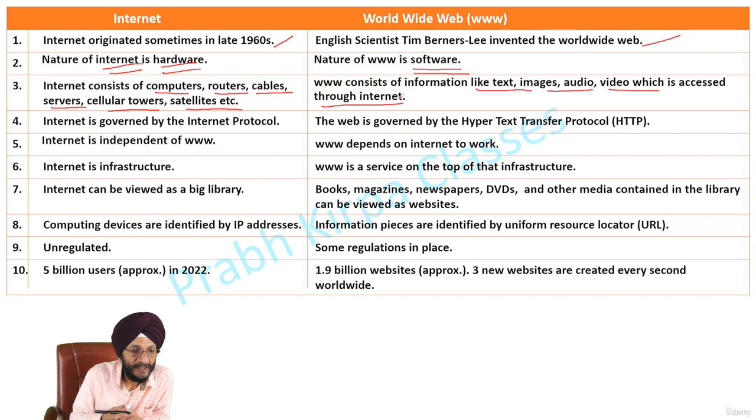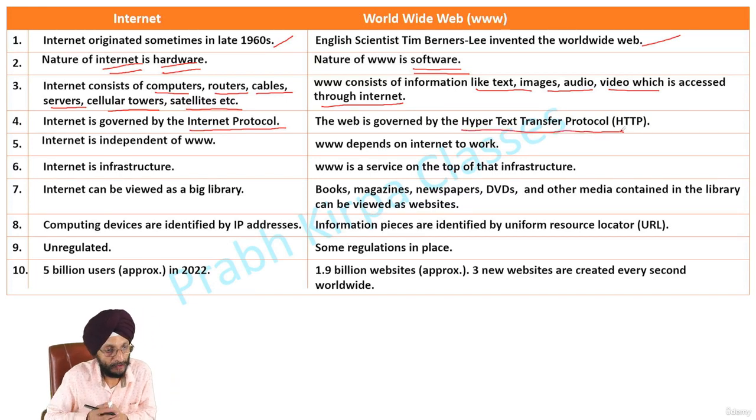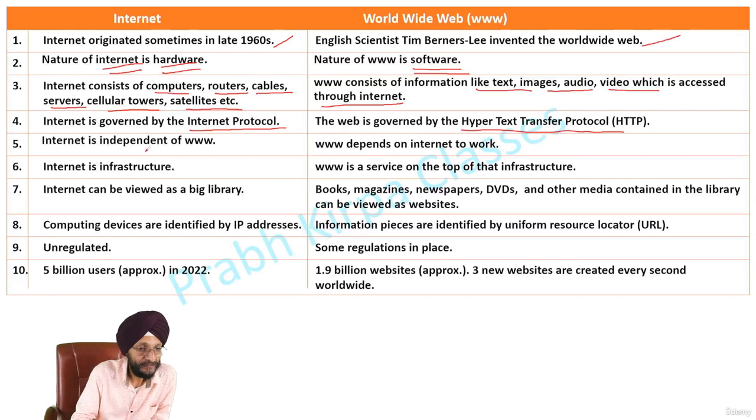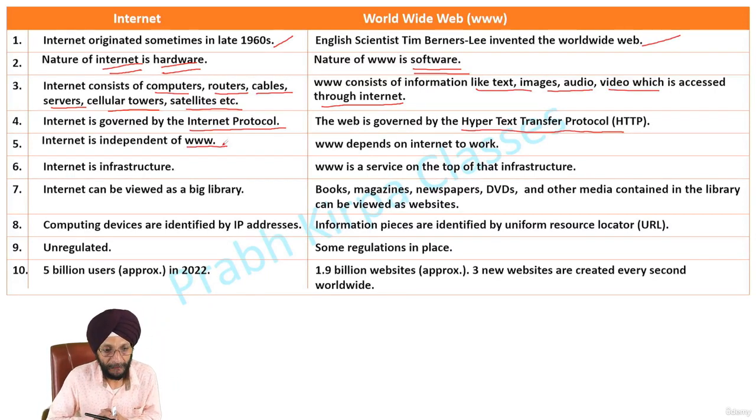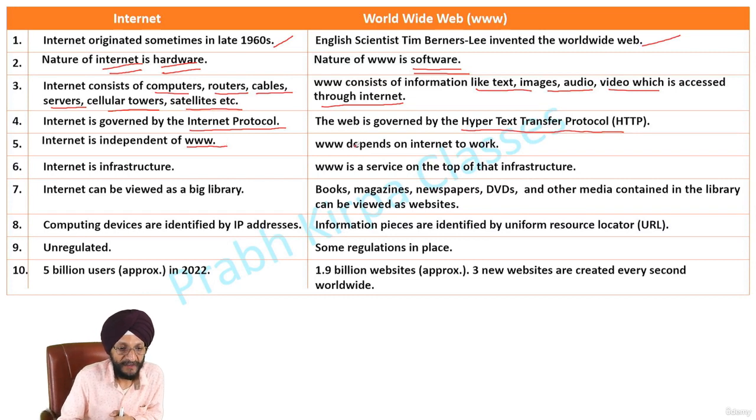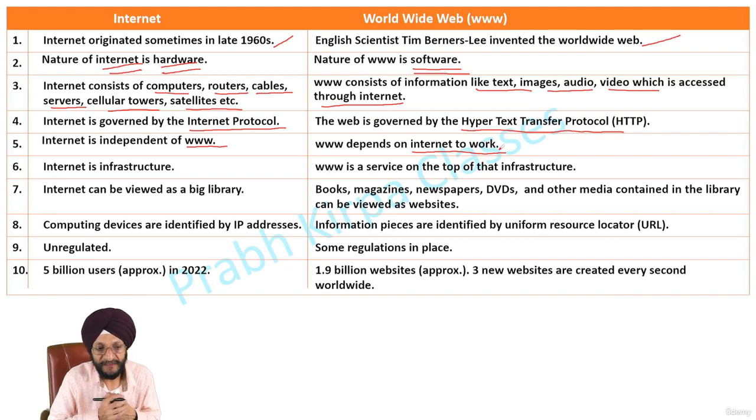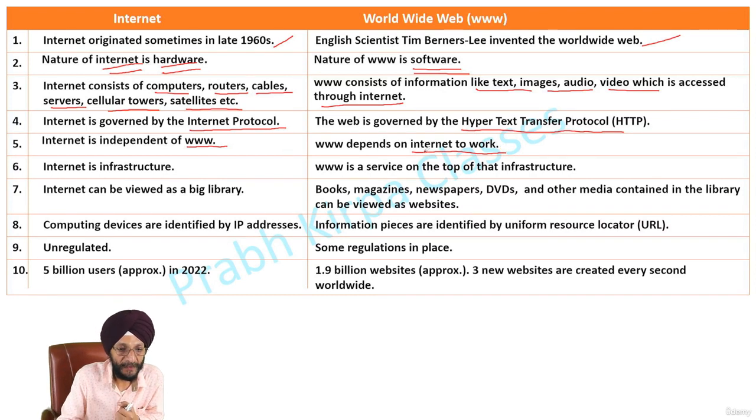which is accessed through the internet. The internet is governed by internet protocol. The web is governed by HTTP, hypertext transfer protocol. The internet is independent of World Wide Web. World Wide Web depends on the internet to work. Can you access any website when there is no internet facility? No, we cannot access any website. So World Wide Web depends on the internet to work.